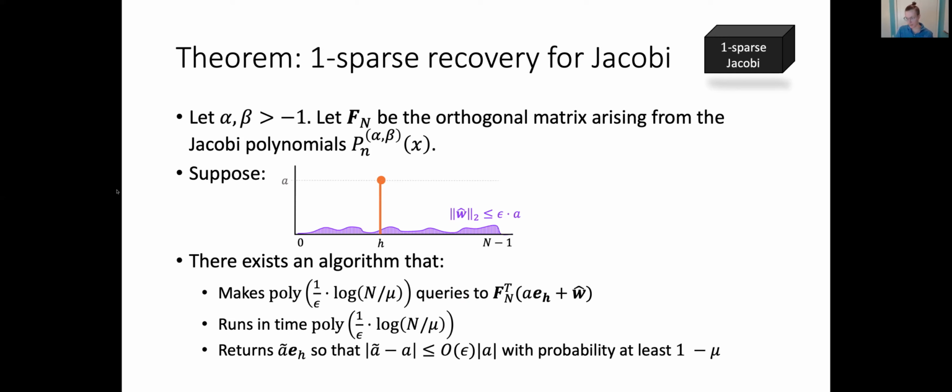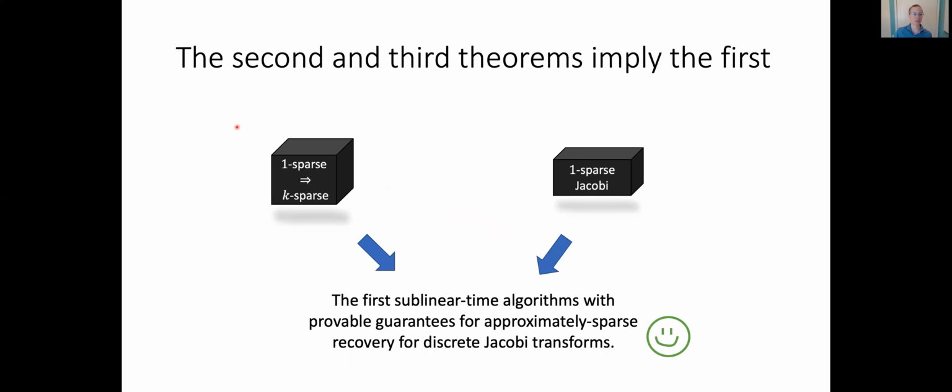So those are the theorems. And like I said, the second and third theorems imply the first. So if I have this reduction from one-sparse to k-sparse, and I have a one-sparse solver, then I can put these two things together, and I'm going to get my sublinear-time algorithm for discrete Jacobi transforms. Okay, so for the rest of the talk, I want to focus on how we actually do this, and the basic ideas that we're going to use are in fact mostly present in existing algorithms for the sparse fast Fourier transform. So I'm going to start by giving an overview of how that works.